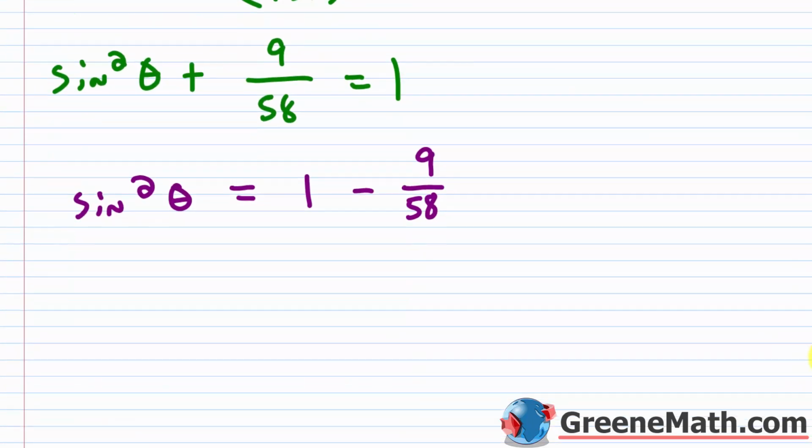And of course, we just get a common denominator going. So I'm going to say this is 58 over 58. And 58 minus 9 would be 49. So this is 49 over 58.